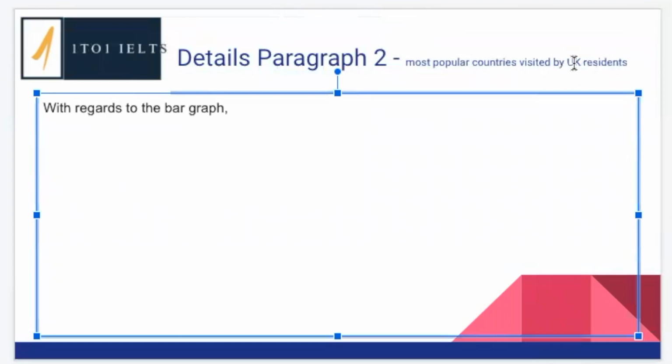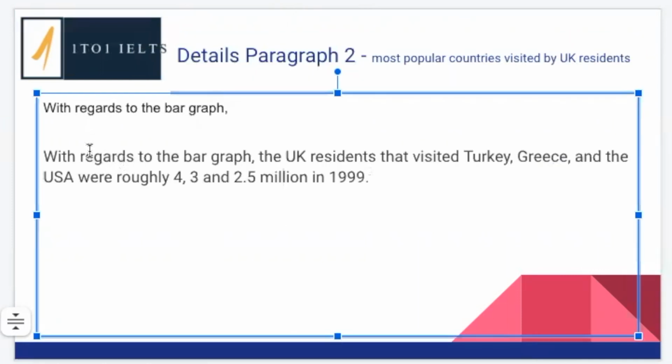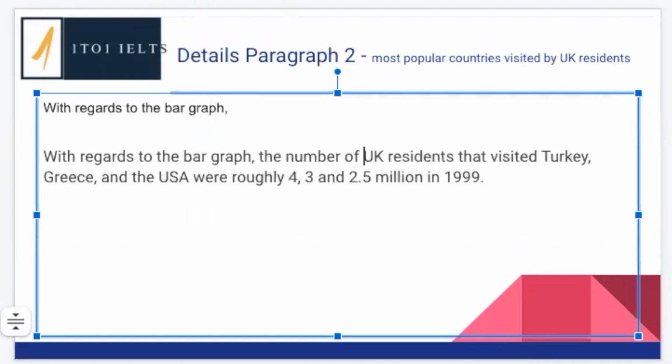Also, notice here, I was talking earlier about how we put the definite article in front of UK. When we use UK or US as adjectives, there's no article. So I wouldn't say "by the UK residents" unless I was referring to a specific group of residents. "In regards to the bar graph, UK residents who visited Turkey, Greece, and USA were roughly 4, 3, and 2.5 million in 1999." To say "the residents were" this is a little bit awkward. This expression would be better because we're referring to the numbers.